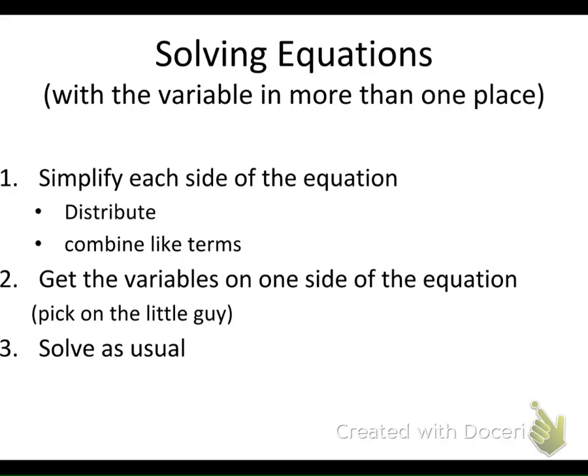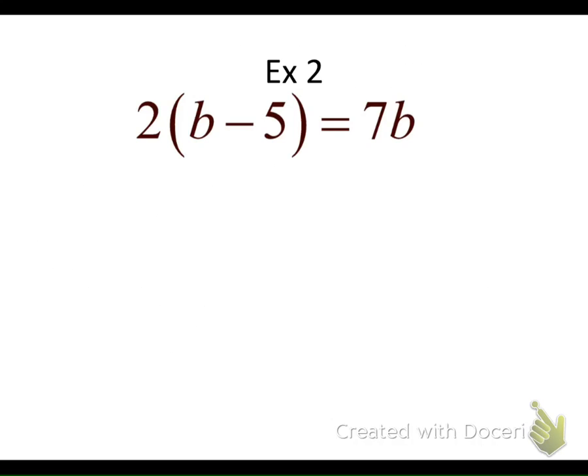Okay, so again, the only new step that you are doing today is step 2. Get the variables on one side after you simplify the equation, and you do that by picking on the little guy. So let's take a look at example number 2. Example number 2 looks pretty similar to what we've done in the past, with the exception of a variable on the right side there. We can't leave that variable on the right side. So, go ahead and write it down. So 2, within the parentheses, it's b minus 5 equals 7b.